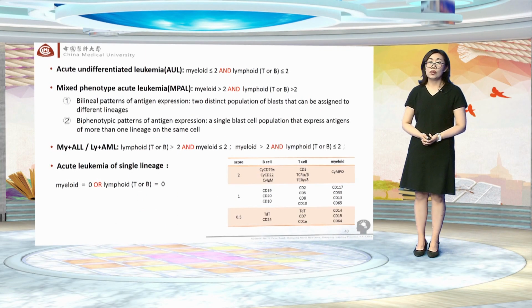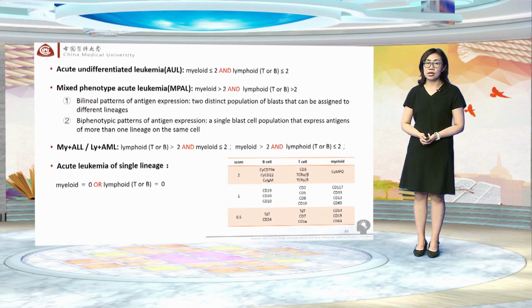The EGIL proposed an immunological scoring system, as shown in the table. A specific cell line with a specific CD has a specific score, to divide AL into 4 subtypes. First, acute undifferentiated leukemia, AUL: myeloid not more than 2 scores, and lymphoid T or B not more than 2 scores. Second, mixed phenotype acute leukemia, MPAL: myeloid more than 2 scores and lymphoid T or B more than 2 scores.